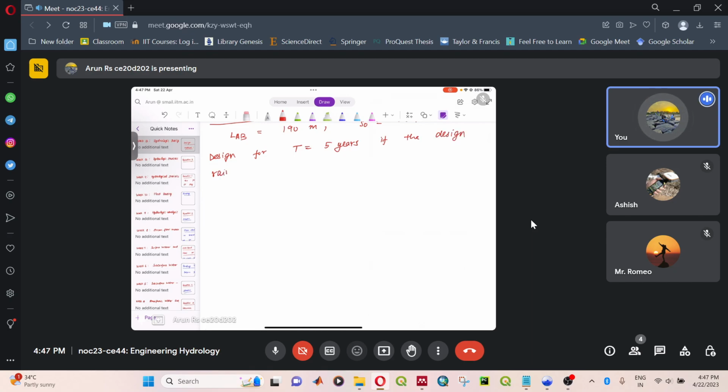If the designed rainfall intensity... So here you have intensity is given by 120 T to the power 0.175 divided by time of concentration plus 27, where I is in centimeters per hour and Tc should be in minutes. And one more information is also given.